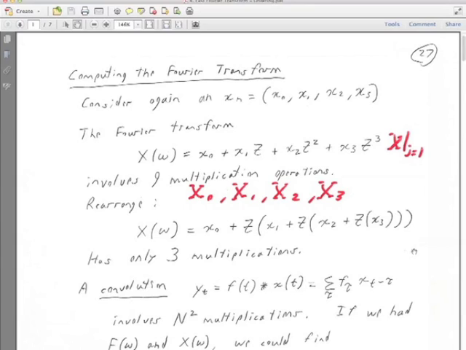But it takes n squared operations. So if we had one of our seismograms, and let's say it was a month long, getting a spectrum or an autocorrelation takes n squared operations.